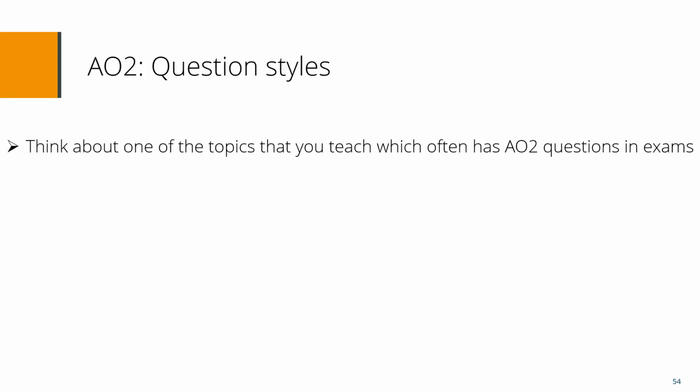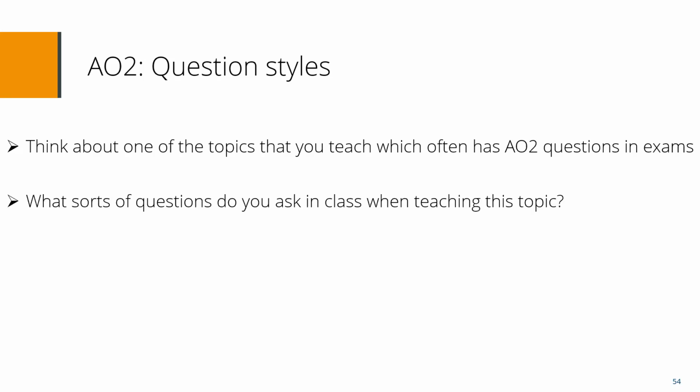Question styles. This is something else for you to think about as you go away from this section. Think about one of the topics you teach that often has AO2 questions in exams. If you look at some past papers, you'll very quickly identify some topics where AO2 questions are regularly asked. Things like rates of reactions, equilibrium, energetics, entropy. AO2 questions are asked regularly in those topics. What sorts of questions do you ask in class when teaching this topic?